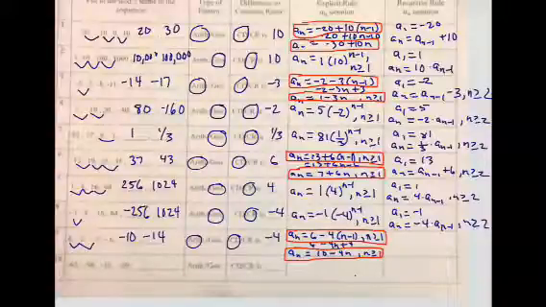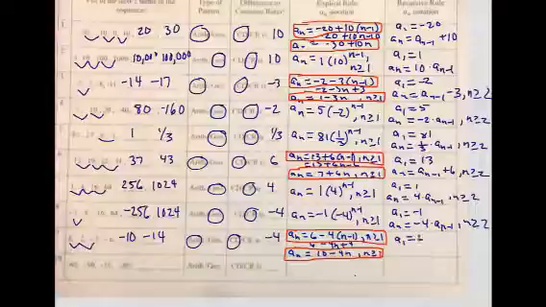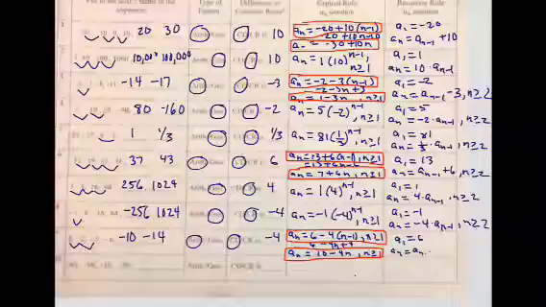For recursive, a sub 1 is 6, and a sub n is the previous number minus 4 for all n greater than or equal to 2.